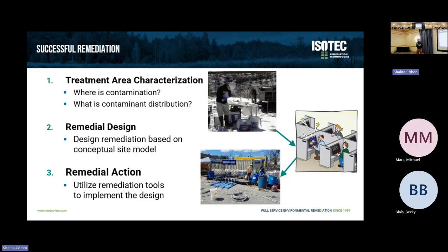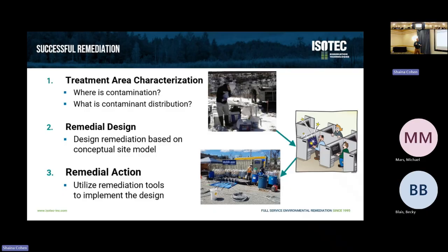What we're going to see throughout the day and through all the presenters are some common themes. Start with developing your conceptual site model, characterizing the area that needs treatment, not just at the nature and extent component, but how well do we understand where the remediation needs to be done? Where is the contamination? How is it distributed? Using that, the next step is a remedial design built around the conceptual site model. Where is the contaminant, and how do we deliver our remediation, even if it's as simple as excavation, or an injection, or thermal?